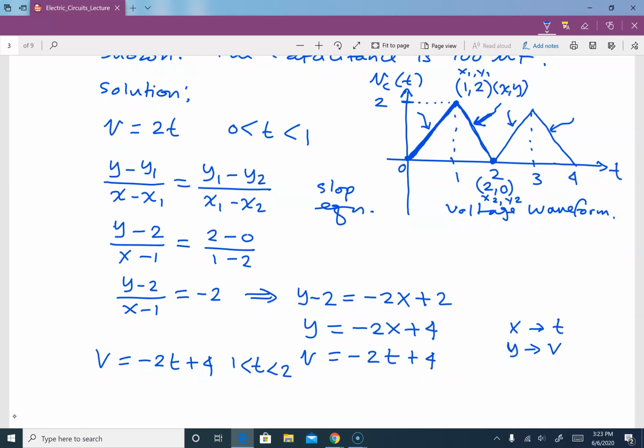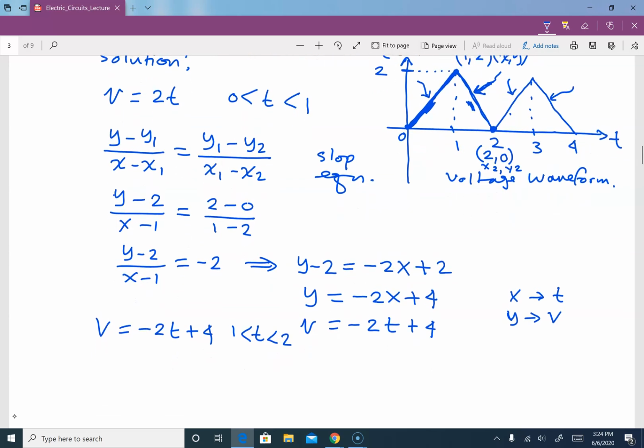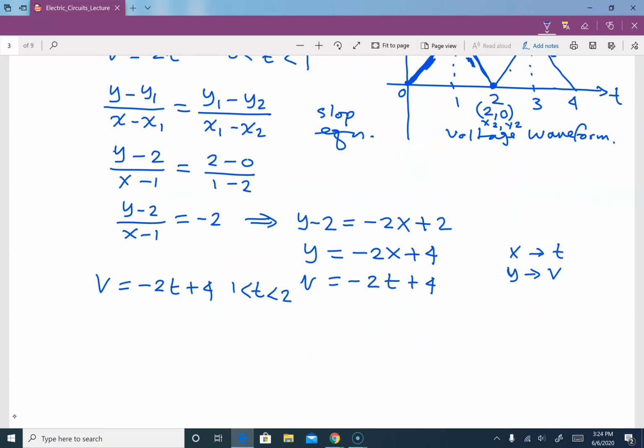And then, so we finish the equation for this line. Now we will come to this line. That line is based on what we demonstrate here, how to find that equation for t greater than 2 and less than 3. We will have 2t minus 4, and then the last v, that is for t greater than 3 and less than 4, that will be negative 2t plus 8.